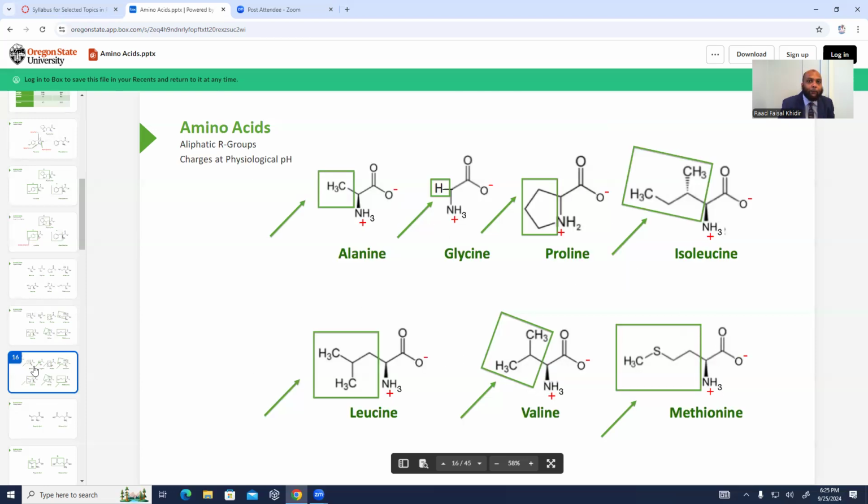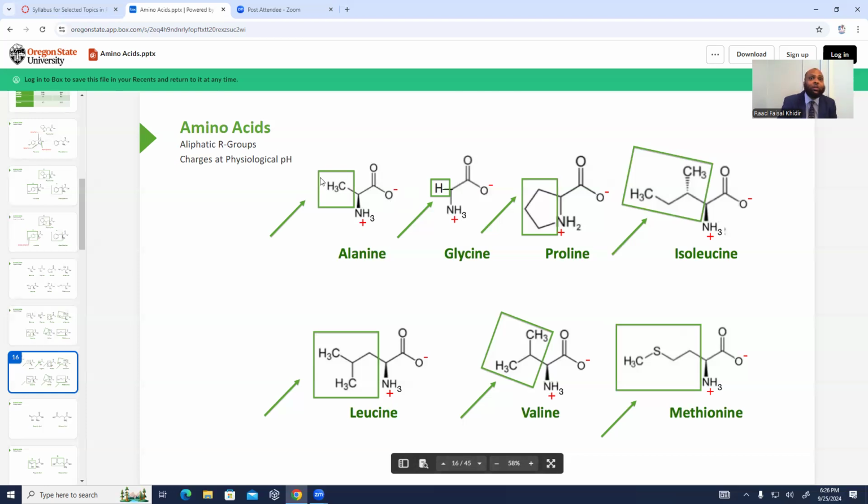Can you give us an example of a question you would ask for that? I would give you one of these amino acids and ask, is this amino acid aliphatic? You say yes or no, 1 point. Why? 10 points. You say that at physiological pH it's neutral because it only has two charges. The amino is positive and the oxygen is negative, so it's neutral. This R group is not charged. That's what makes it aliphatic.